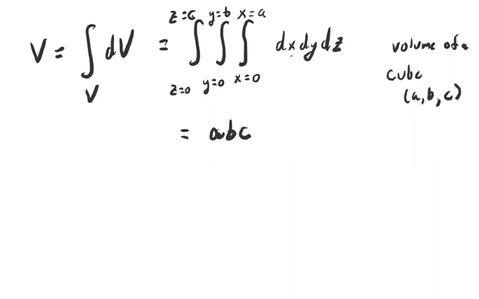Then when you evaluate that triple integral, which initially looks like a challenge, it's not. It just breaks down into three separate one-dimensional integrals and gives you a volume of A times B times C. So that's really all we want to say for Cartesian coordinates.